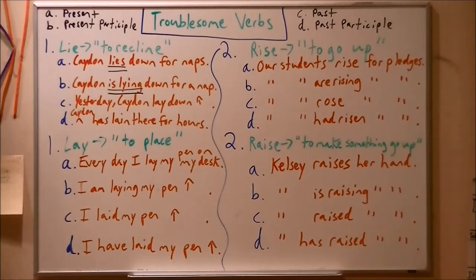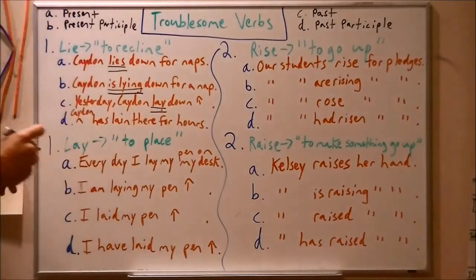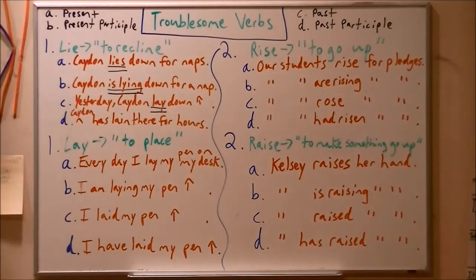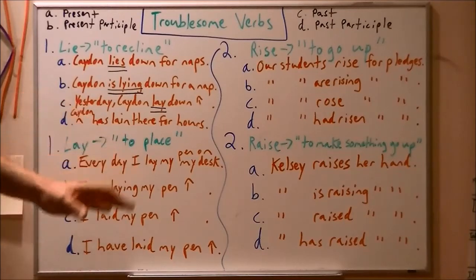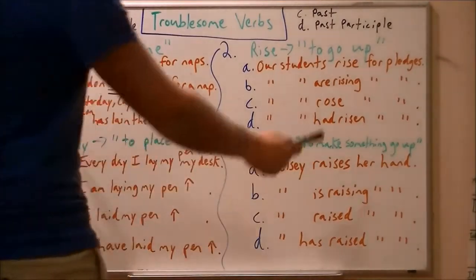Yesterday, Caden lay. Okay, so it is possible for Caden to lay, but he has to be in the past tense before he can do so. Yesterday, Caden lay down for a nap. It's not laid down for a nap because that means to place, whereas lie in all of its forms means to recline. Commonly you'll see Caden laid down. That's incorrect. No, Caden lay down is the past tense.